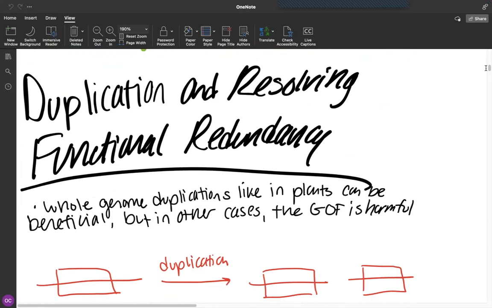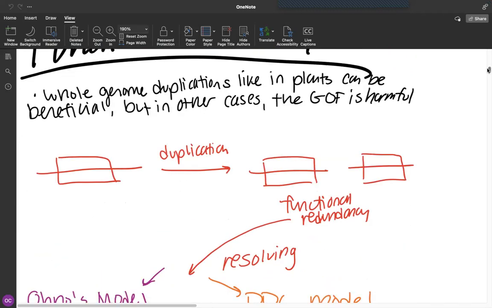Adding on to duplication, an issue that arises when a gene is duplicated, caused by a duplication mutation, is you have something called functional redundancy. So you have now two loci that are doing the exact same thing. And whole genome duplications, which are very common in plants, can actually be beneficial. And we see this a lot in a lot of crops that we consume. But in other cases, since duplication is a gain of function mutation, it's actually harmful or toxic.